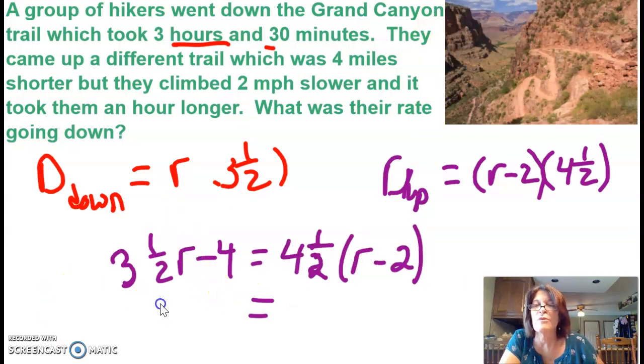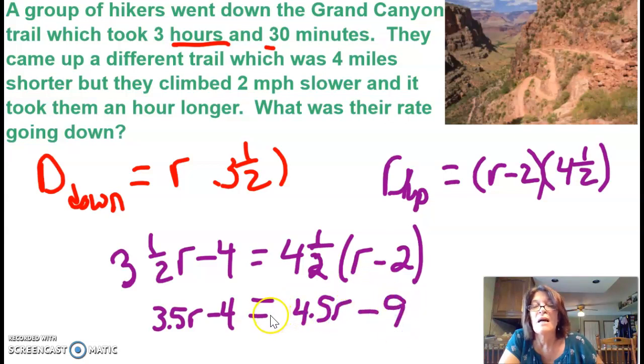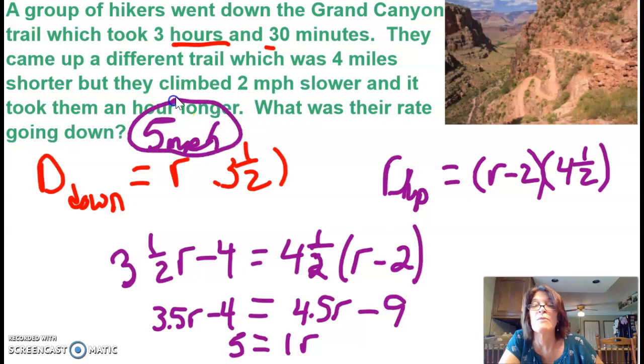Okay, so I will distribute through. I have 3.5 r minus 4 equals 4.5 r minus 4.5 times 2, which is 9. I'll subtract 3.5 r from 4.5 r. That gives me 1 r. I'll add 9 to negative 4. That gives me 5. So what was the rate going down? 5 miles per hour, because that was what I was letting r equal, the rate going down. How fast was I going up? 3 miles per hour. Okay.